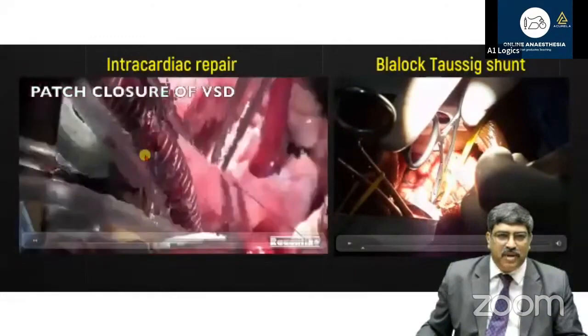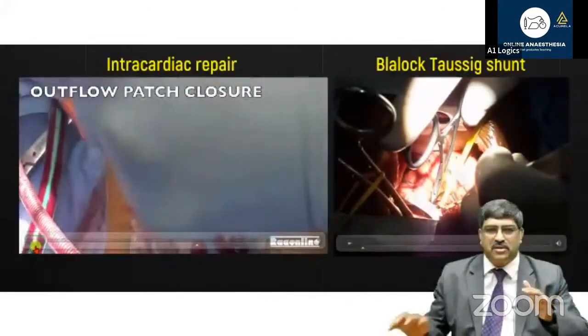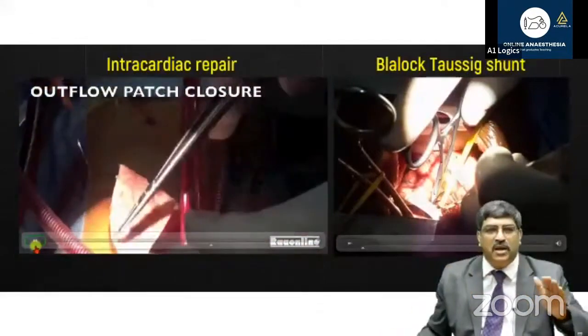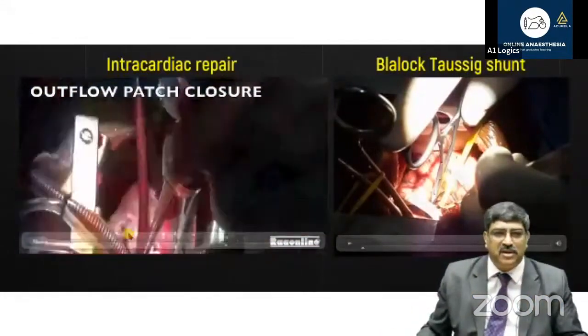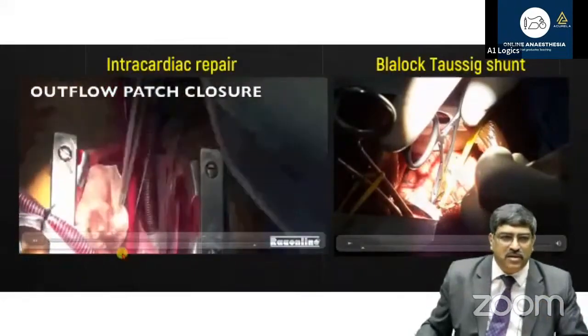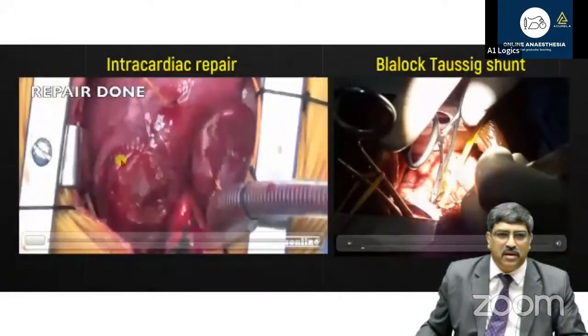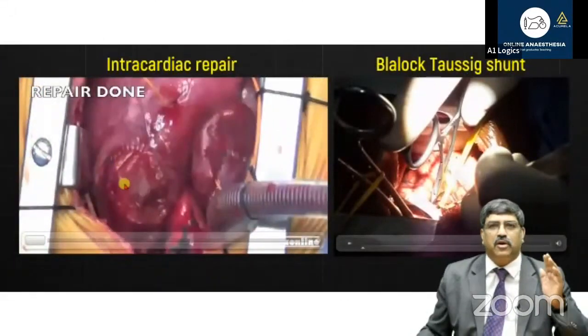You can see the patch here. Once the patch is closed, the ventriculotomy which is open is closed with the large pericardial patch. Here you can see the patch which is used to close the ventriculotomy incision. The patch is placed over the incision, and here you can see the large patch across the right ventricular outflow tract.